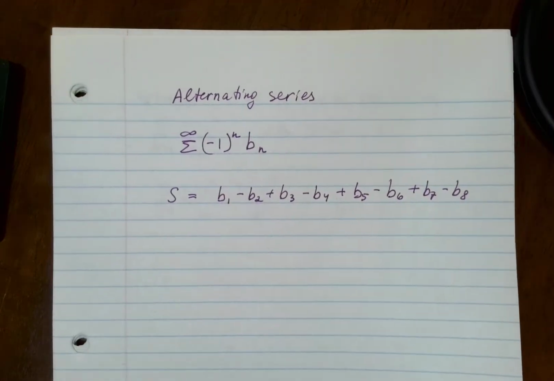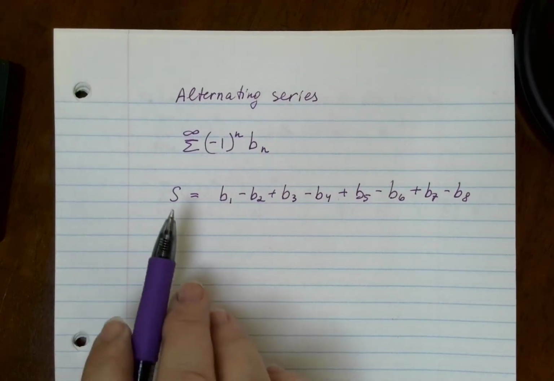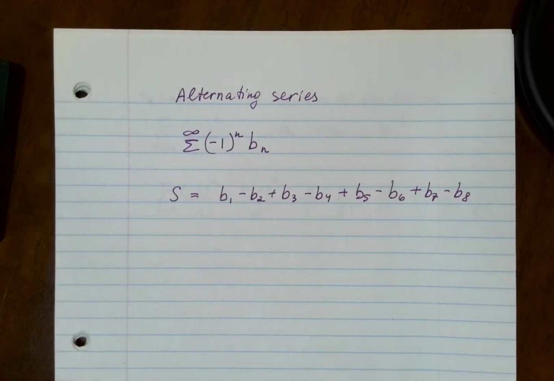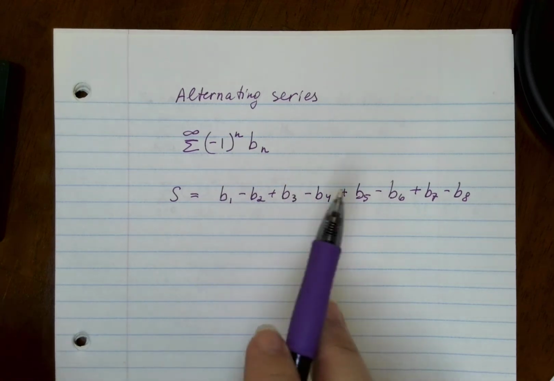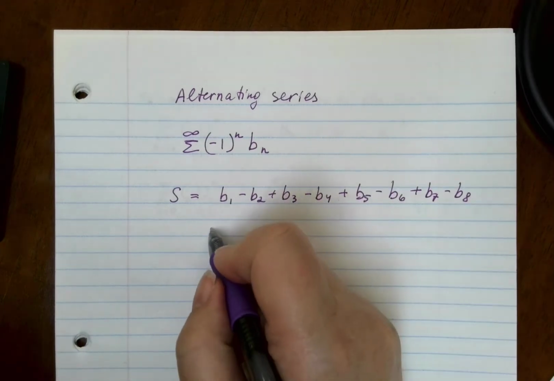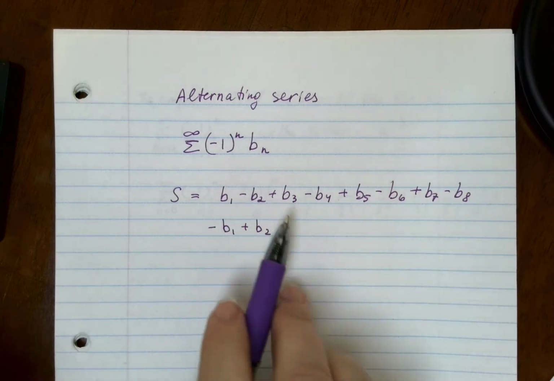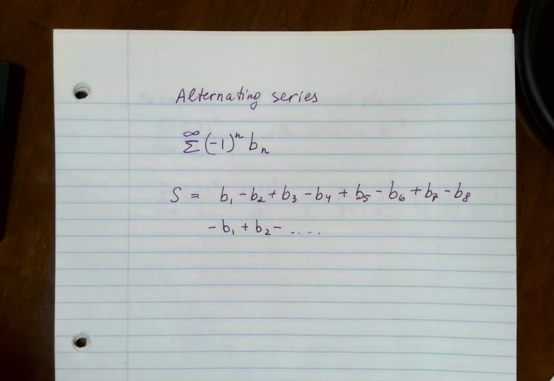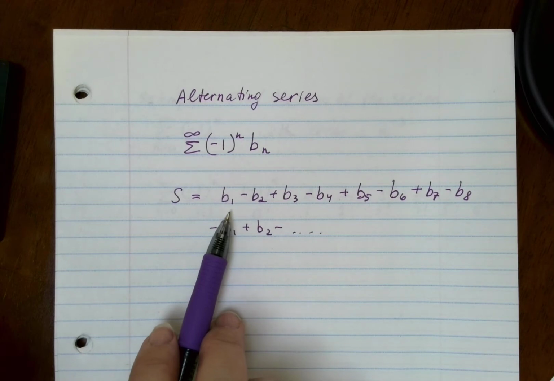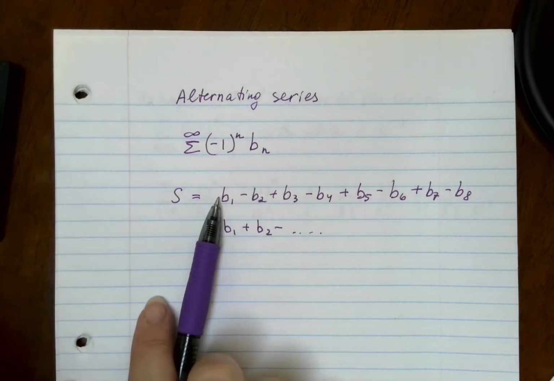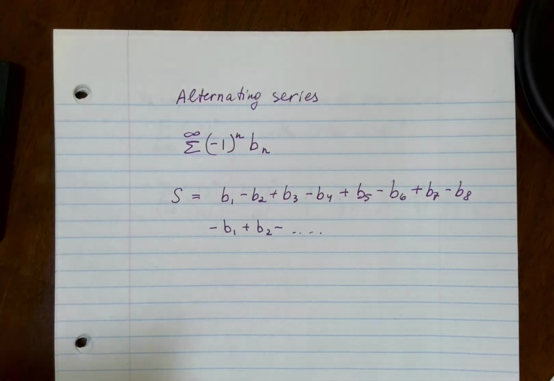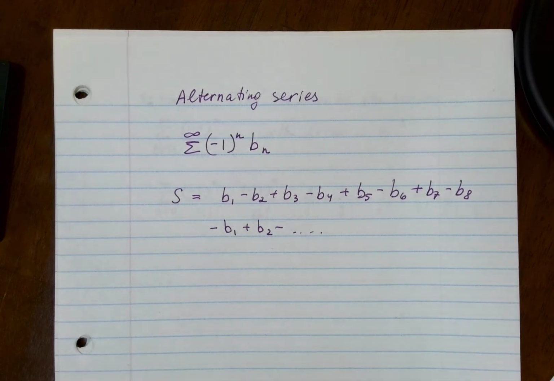So first, let me remind you what alternating series are. They really alternate the sign. So we can either start from minus b1 plus b2 and so on, or, I'm sorry, plus b1 minus b2 and so on. And we're interested in whether an alternating series converges or diverges.